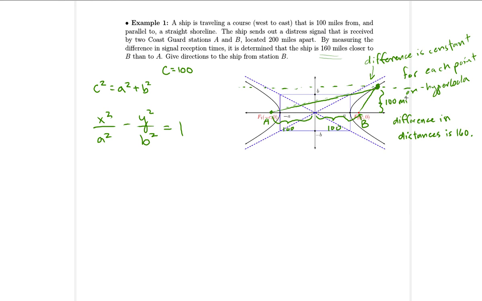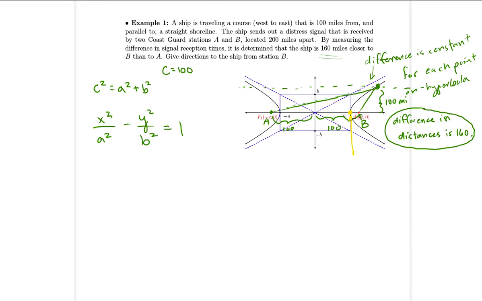All right. So what we want to do is get to work trying to figure out what A and B are. So we know C, that's great, but we don't know A, we don't know B. So how are we supposed to make any progress here? Well, let's remember what we said over here. The difference in distances is 160. So that goes for a point here, but guess what? It also would go for a point, say, right here, a nice easy point.